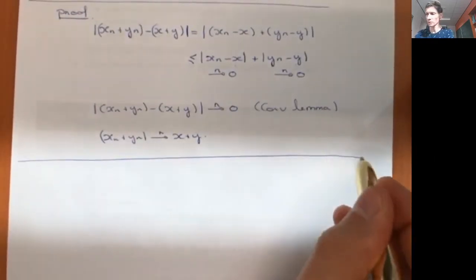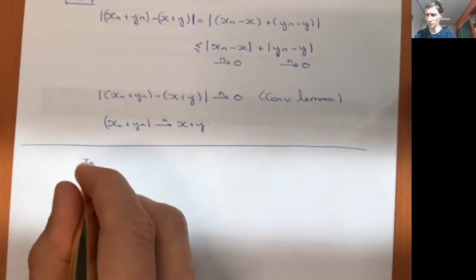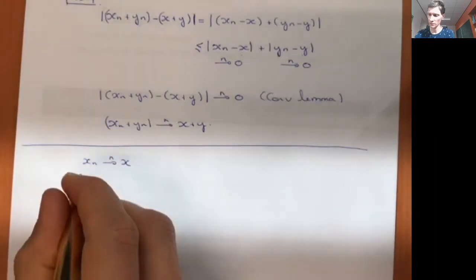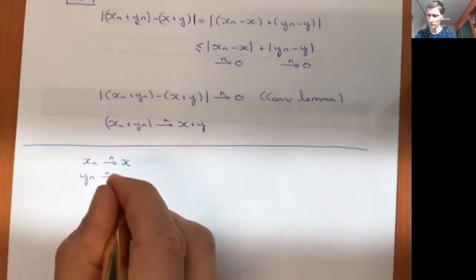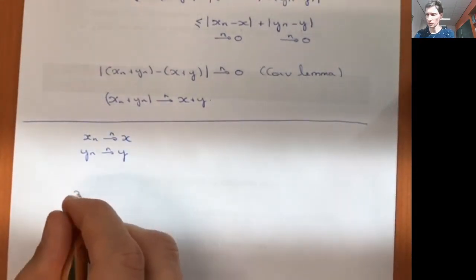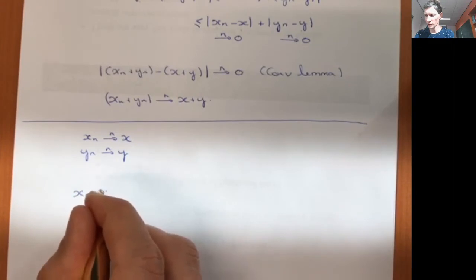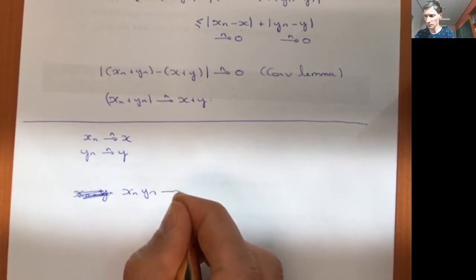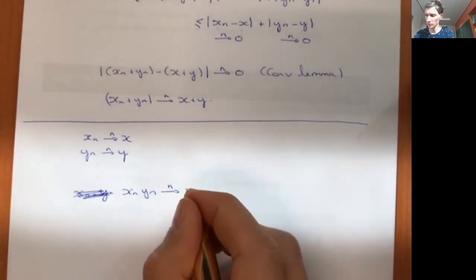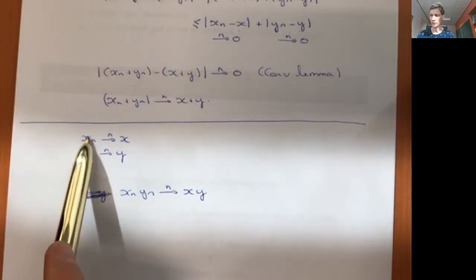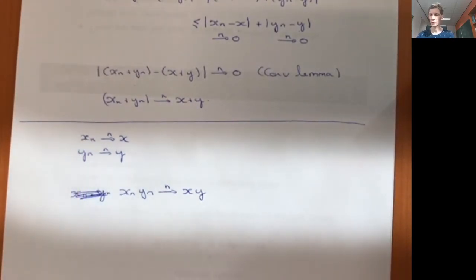So let's do another one. Again, let's start from a sequence xn that converges to some number x. Start from a sequence yn that converges to some number y. And now we're going to prove that the product of xn and yn converges to the product of x and y. So if you take the product of two sequences element-wise, this converges to the product of the limits.